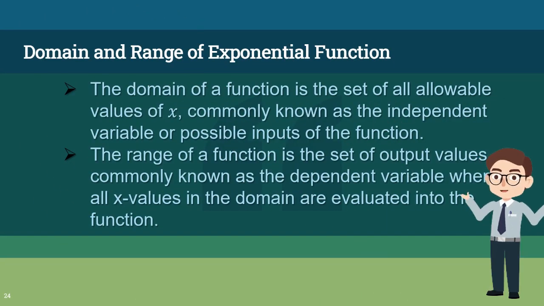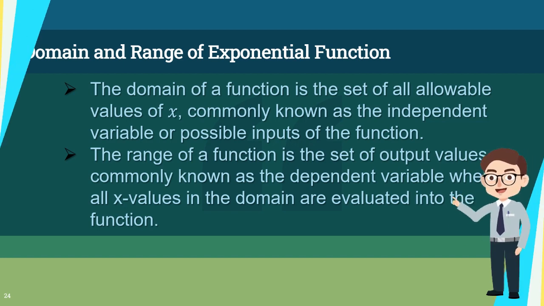Domain and range of exponential function. The domain of the function is the set of all allowable values of x, commonly known as the independent variable or possible inputs of the function. The range of a function is the set of output values, commonly known as the dependent variable, where all x in the domain are evaluated into the function.